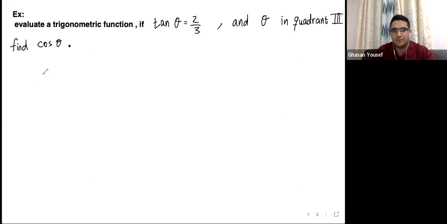Find cosine theta. Evaluate a trigonometric function if the tan of the angle is 2/3, and this angle is in quadrant 3. Find cosine theta. So first of all, when you see a question like this, you have to graph a right triangle, and then you have to use the tan of the angle theta.